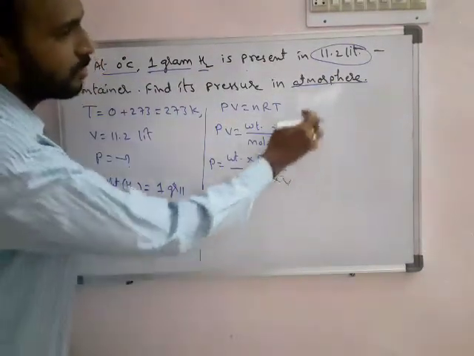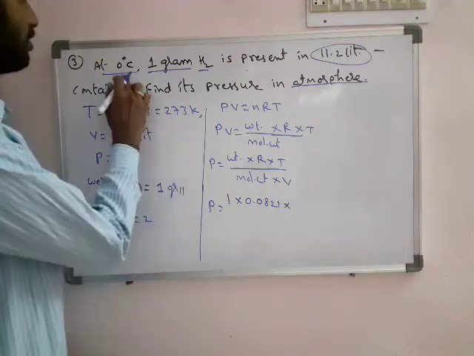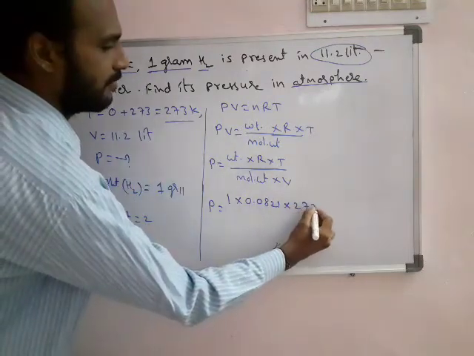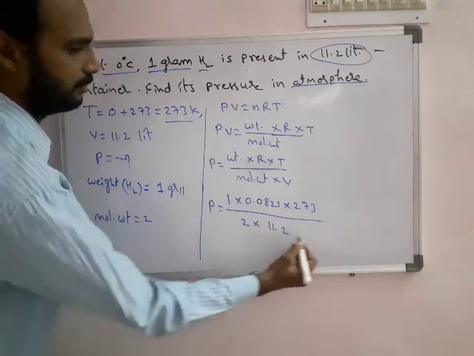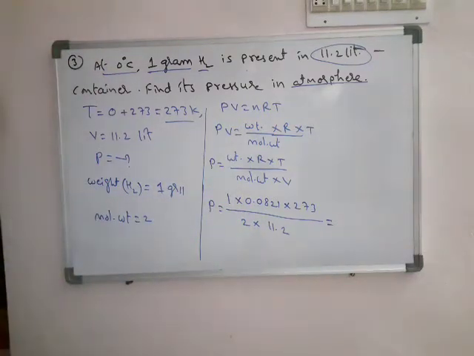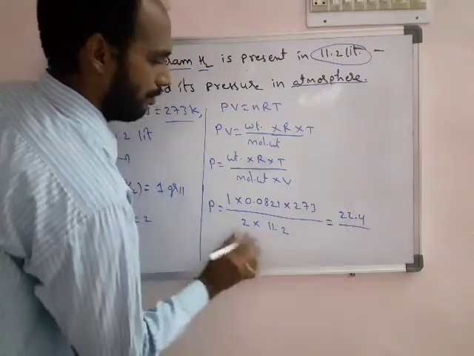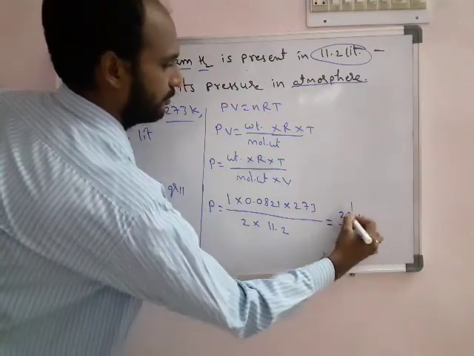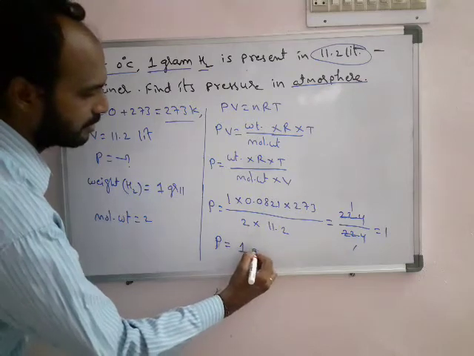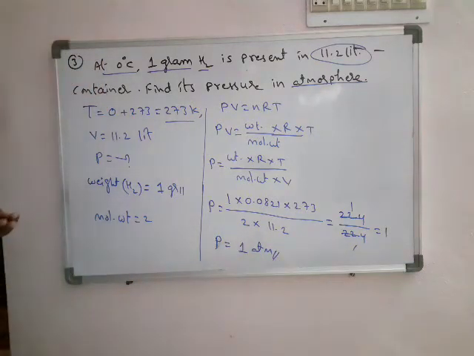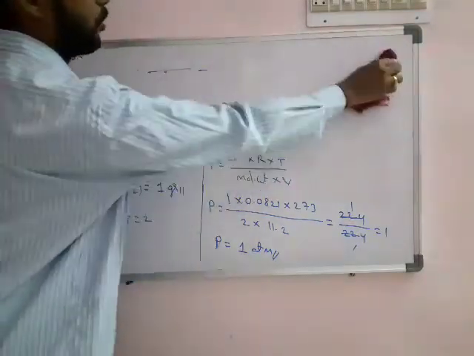The R value in terms of atmosphere liters is 0.0821. Temperature is how much? 0 degrees means that is given capital figure, 273. Molecular weight is how much? 2. What is the volume? 11.2 liters. Very important. So by this calculation we will get approximately 22.4. By this also 22.4. We will get 1. So that is equal to the pressure in the vessel of the gas is 1 atmosphere. Okay. Write down the problems.